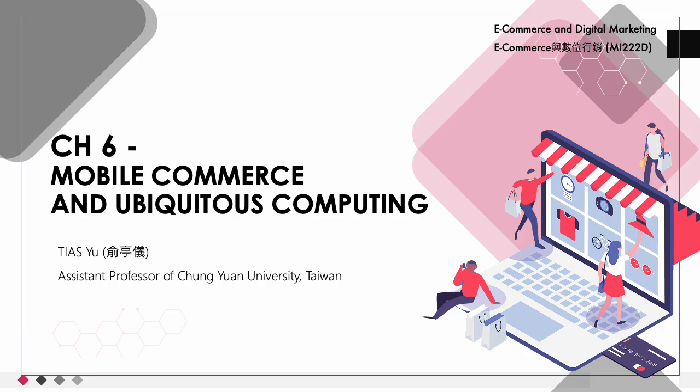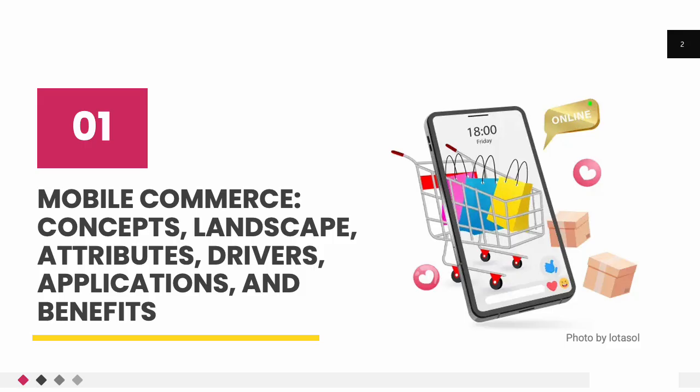Now we are in chapter 6. Now we're talking about mobile e-commerce and ubiquitous computing. Okay, let's get started. Later on we will talk more about the concepts, the landscape, the attributes, the drivers, and the applications and benefits of mobile commerce.